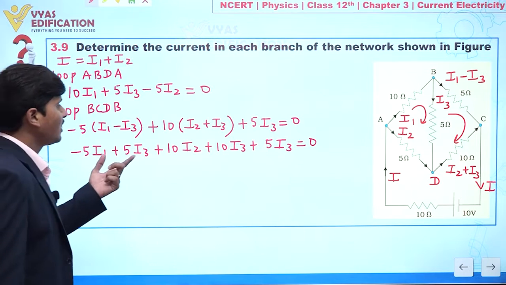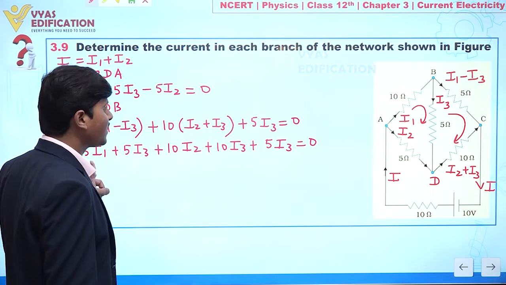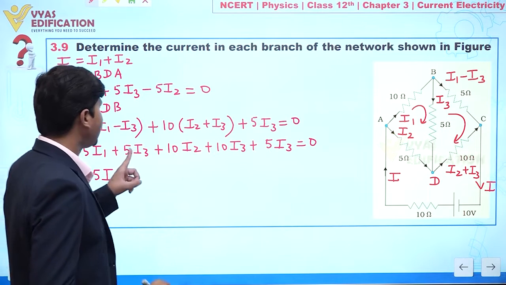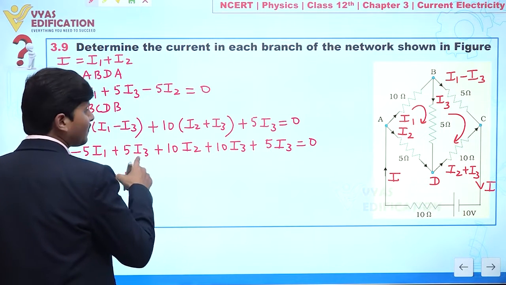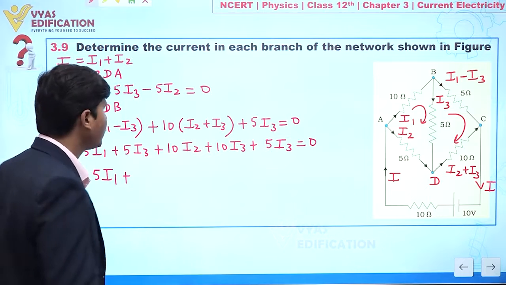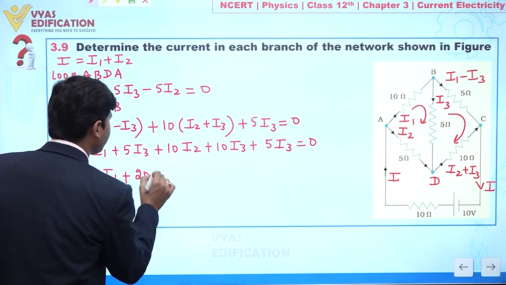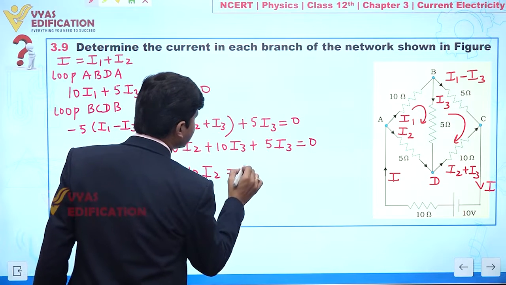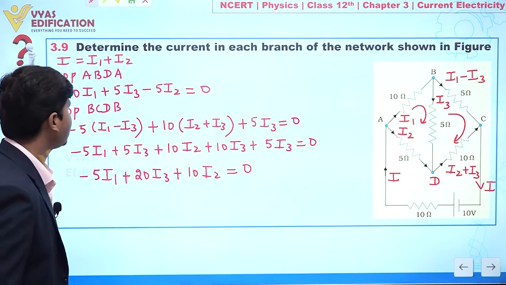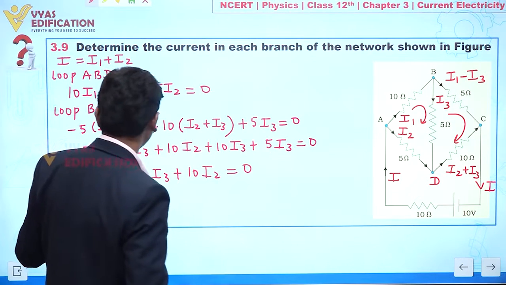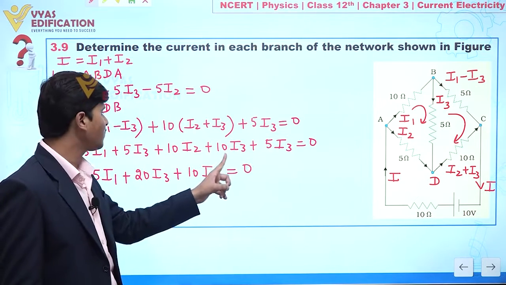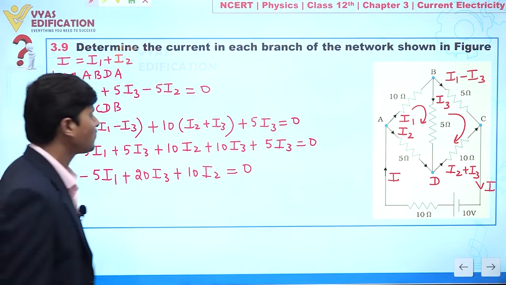Clear? Now we can say minus 5 I1, plus 5 I3 plus 5 I3 plus 10 I3, that is 20 I3, plus 10 times I2, and this should be equal to 0. Clear to you? So this is minus 5 times I1, I3 we can say is 10 plus 10, 20, and this is 10 times I2. Clear?